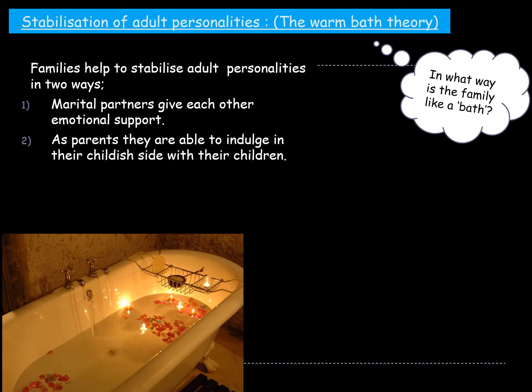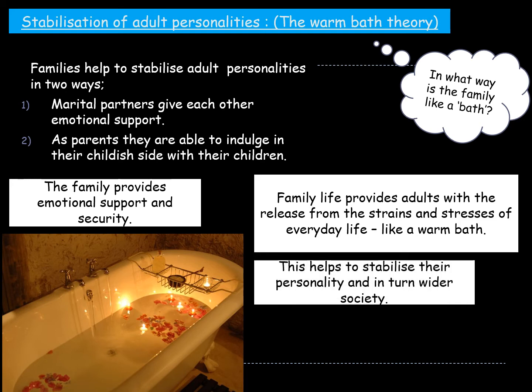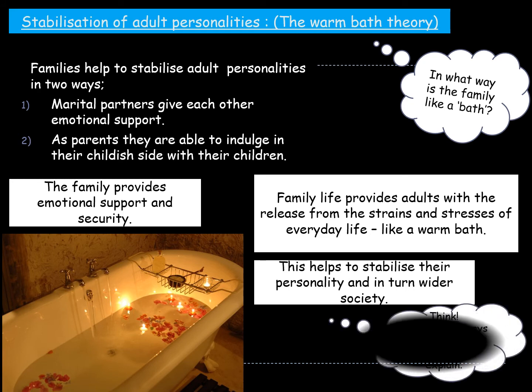Families help to stabilise our personalities, one through marital partners giving each other emotional support, but also as parents they're able to indulge in their childish side with their children and provide them with support. So family life provides adults with a release from the strains and stresses of everyday life, and the family provides emotional support and security. So this helps to stabilise their personality and in turn wider society.